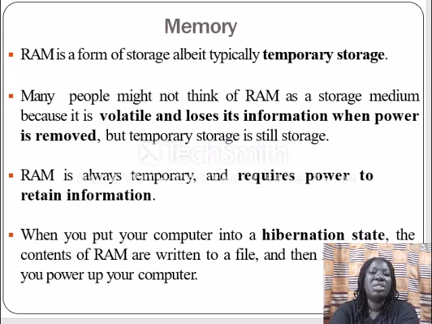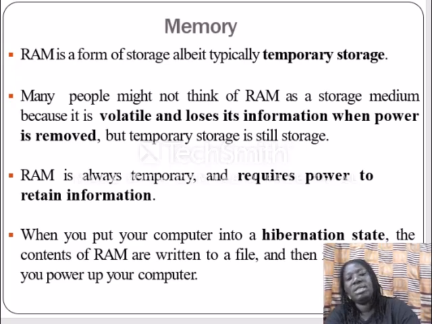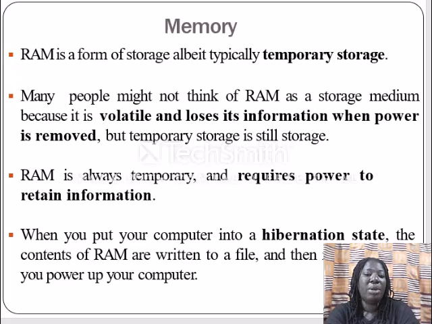RAM is a form of storage, where we store things for temporary usage. Many people may not think of RAM as a storage medium because it is volatile and it loses its information when power is removed. But temporary storage is still storage. RAM is always temporary and it requires power to retain information. When you put your computer into a hibernating state, the content of the RAM is written to a file, then retrieved when your computer is powered on.